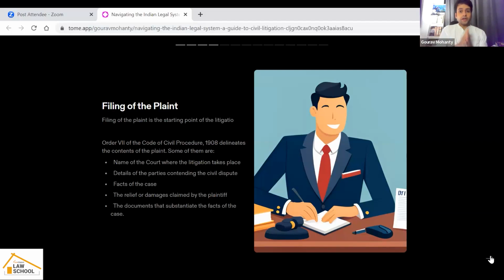So where do you file a suit? Again, CPC has laid down detailed rules regarding the place of suing. Which court has jurisdiction to hear the matter? I think it's in section 20 and onwards.